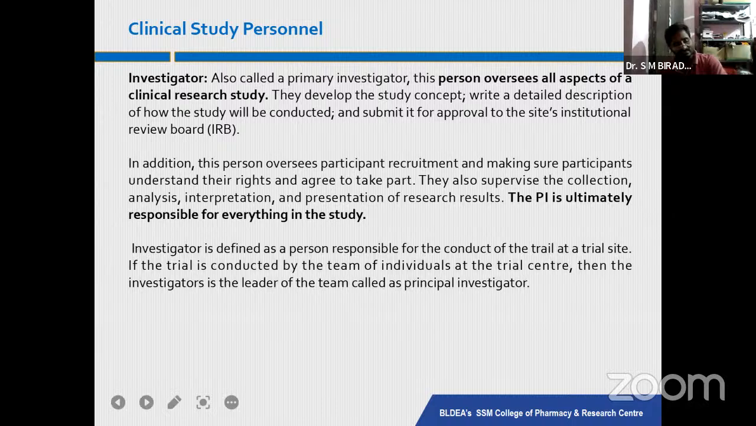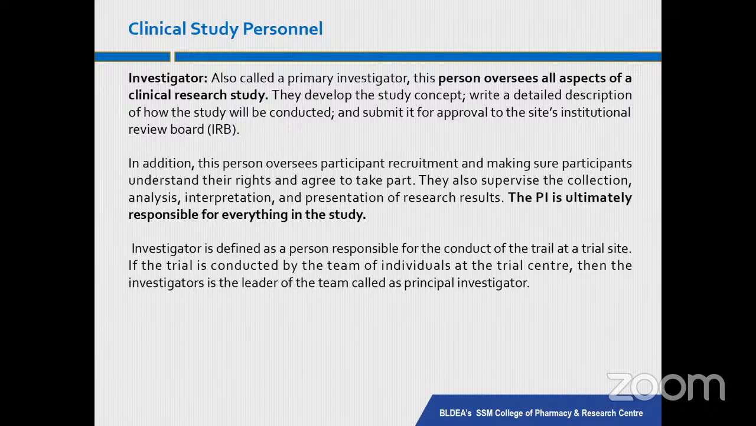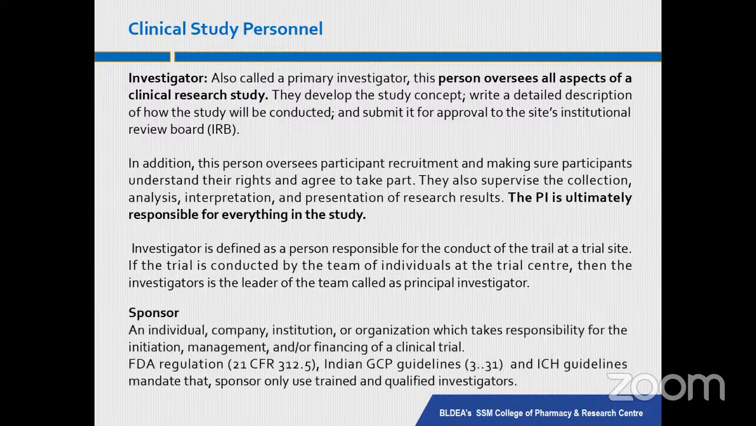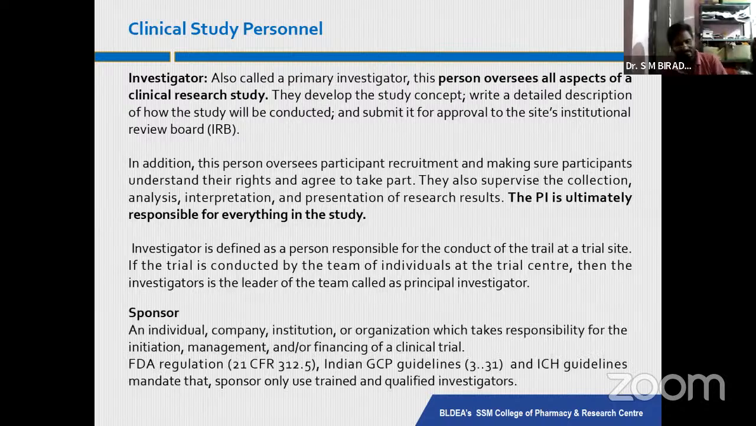And the investigator is sometimes defined as a person responsible for the conduct of a clinical trial at a site, that is, a trial site. If the trial is conducted by a team, then the person is called the principal investigator. And the sponsor might be an individual person, a company, an institute, or sometimes an organization, which takes responsibility for the initiation, management, and financing of the clinical trial.